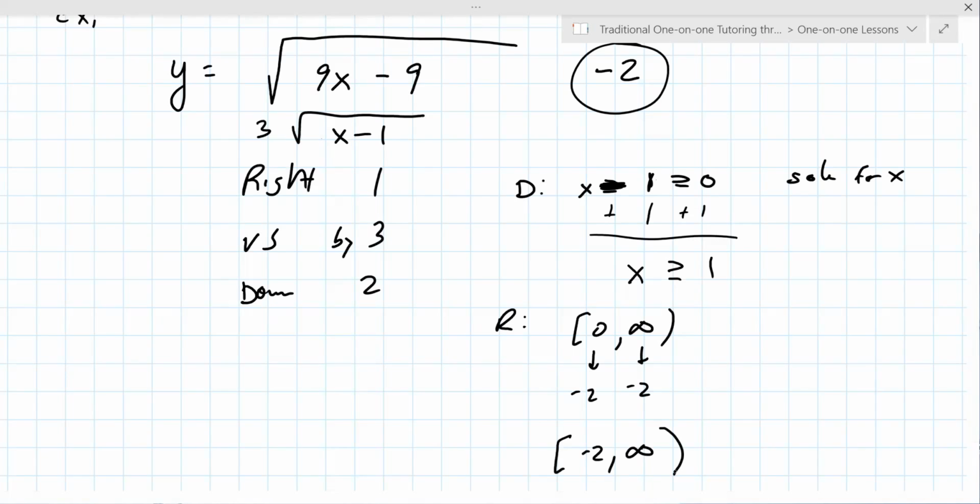Is that okay? Yes. Clear enough? All right. Okay, perfect. All right, so next one here, number 10. Number 10 is a graphing problem. Same with 11.